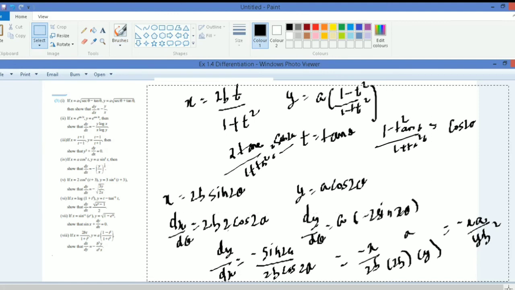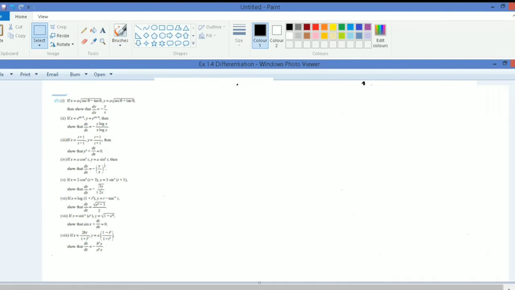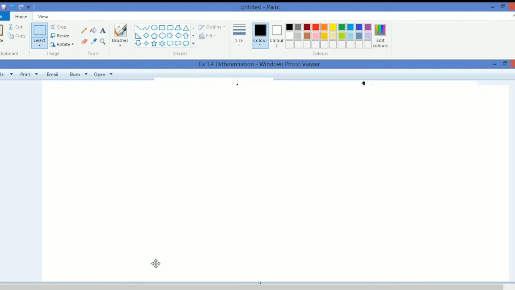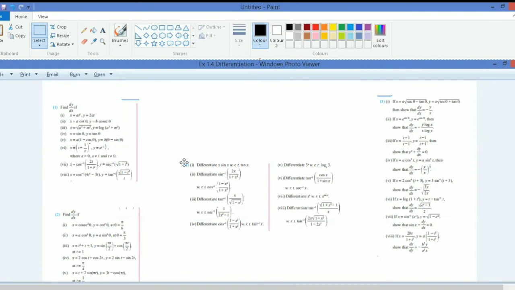Now let us try and do the last part, the fourth exercise, fourth question. Let us see what is given. In the fourth question, you have to differentiate x with, so this is pretty simple, not much complicated.